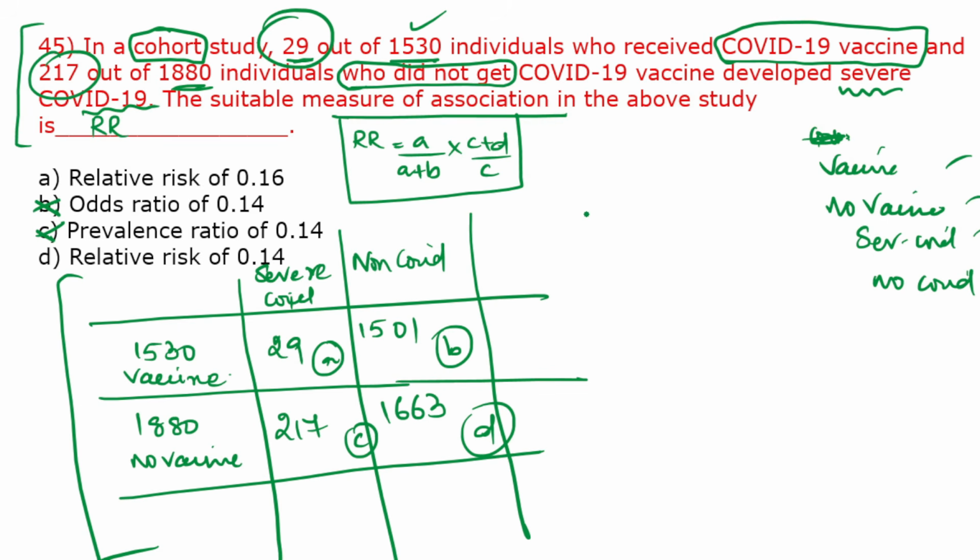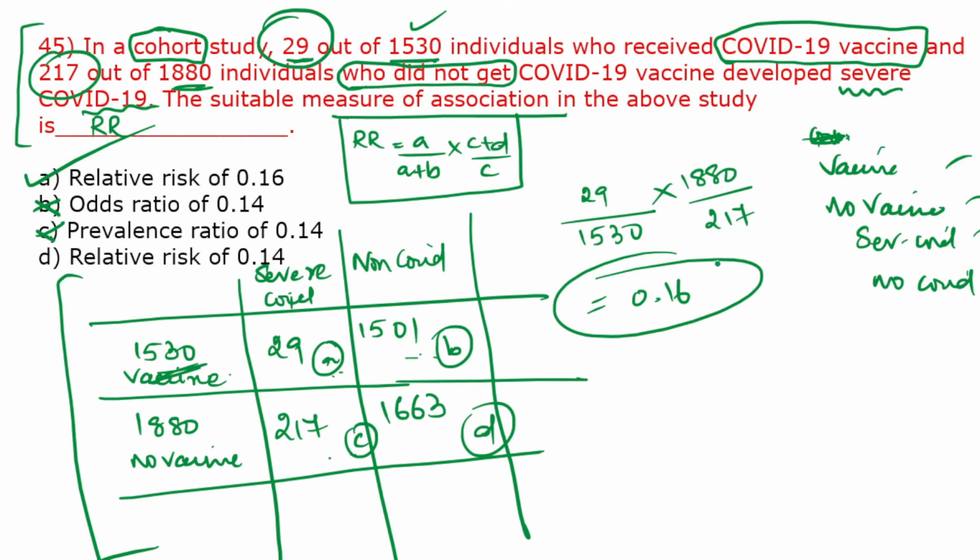Now let us calculate further. What is A? 29. What is A plus B? If you total this, it is once again 1530 only. A plus B is equal to 1530, into C plus D. What is C plus D? 1880. By what is C? 217. So if you calculate this, the answer will come to 0.16. I have calculated, you calculate for yourself, you will get the answer of 0.16. So this is how you have to answer this question.